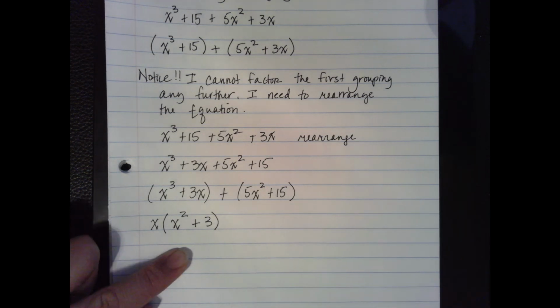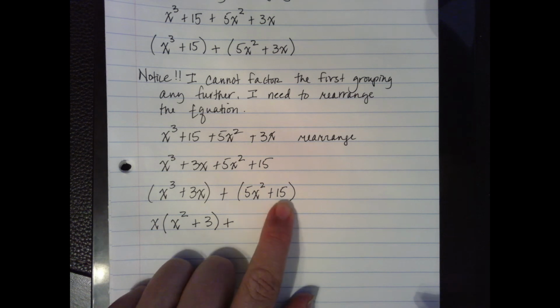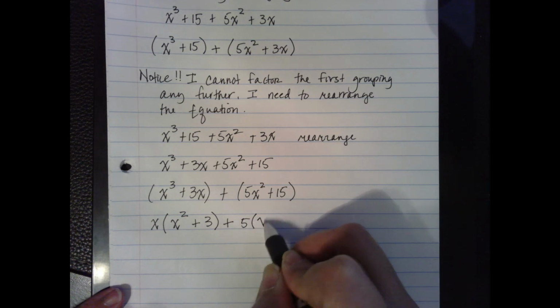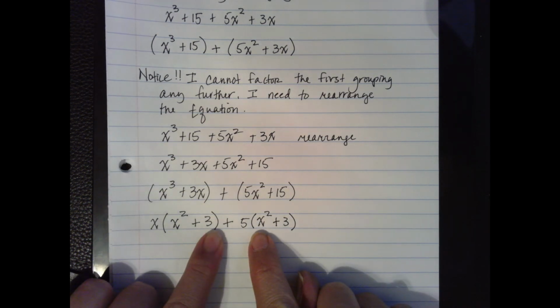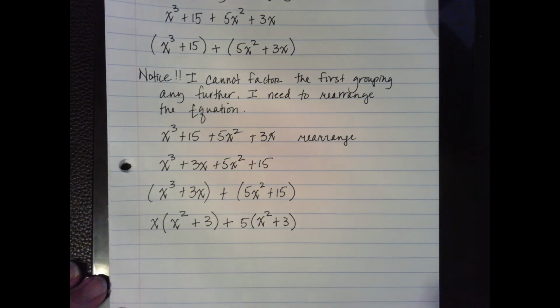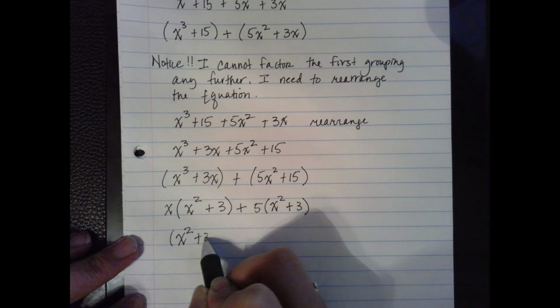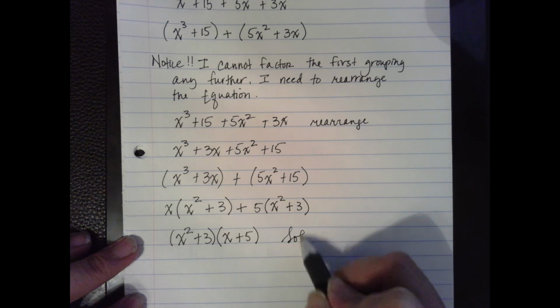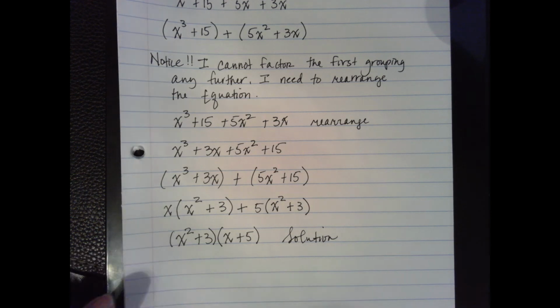plus 3, plus, here my GCF is 5. 5 is what is common to both terms, so I have 5 times x squared plus 3. What's inside my parentheses is identical, so I can factor those out front, and I have x squared plus 3 times x plus 5. This is my solution. Once again, I ended up with multiplication. That's what we're looking for in all of our final answers.